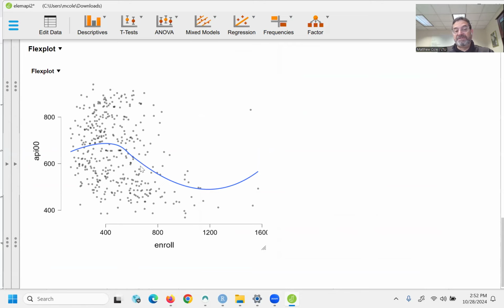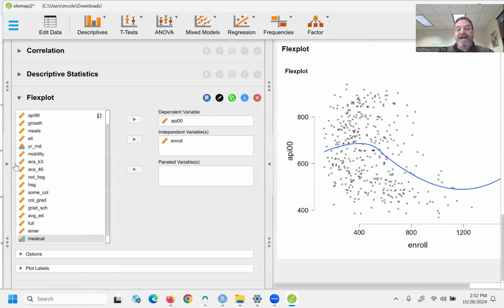Really, what we're most interested in is the fact that a large portion of the independent variable is reducing. We're seeing a drop in academic performance somewhere around the 500 to 1200. When enrollment gets to that sweet spot above 500, then we see a drop in academic performance. And that's really what we would want to be modeling or understanding from our regression line and our correlation. We'll come back to this flex plot more next week.